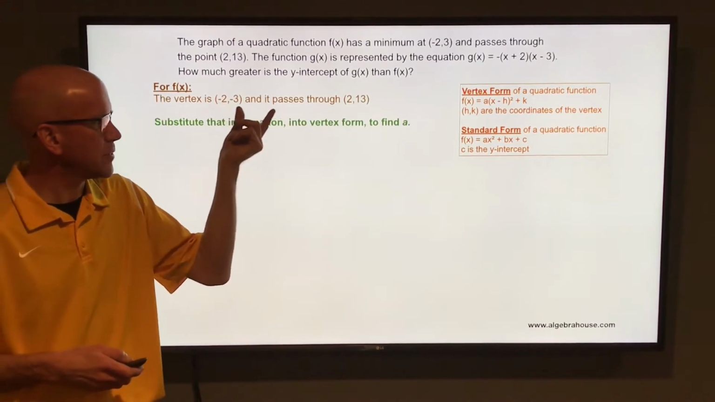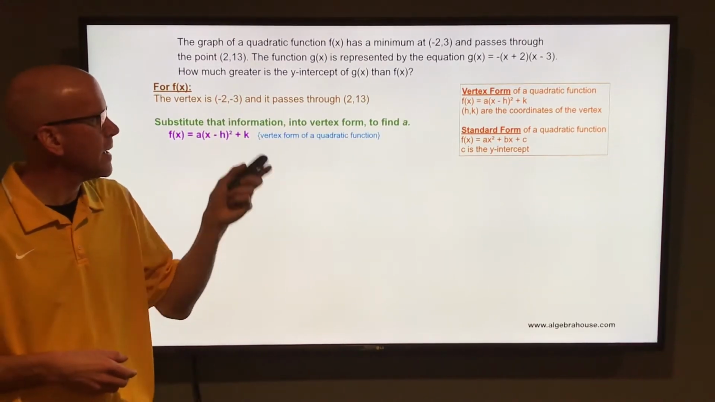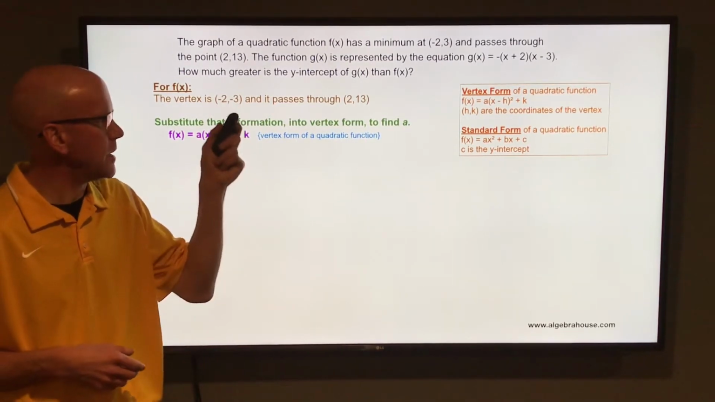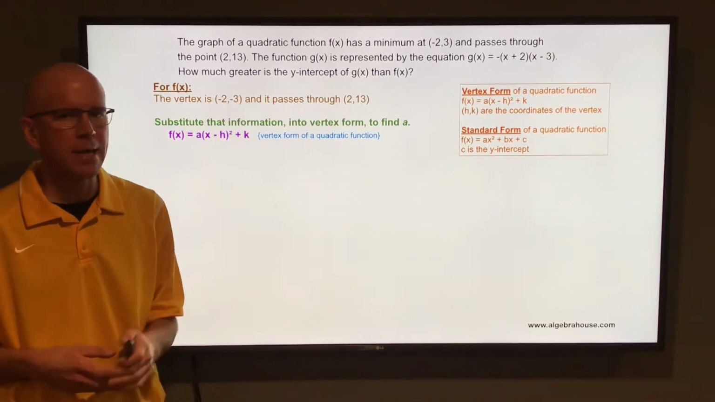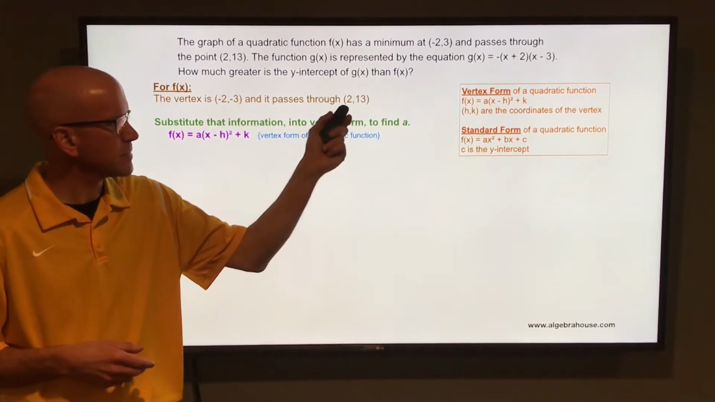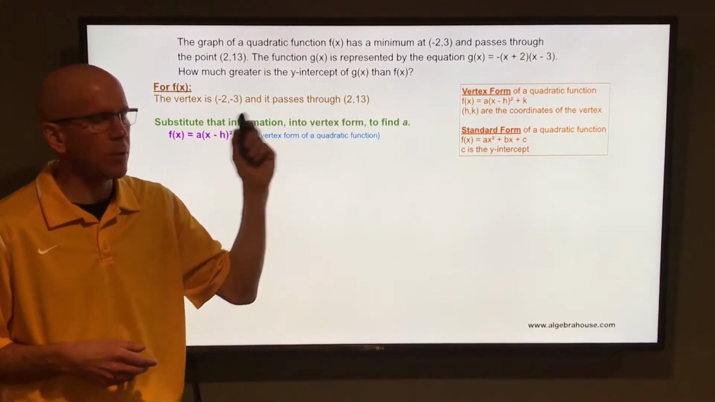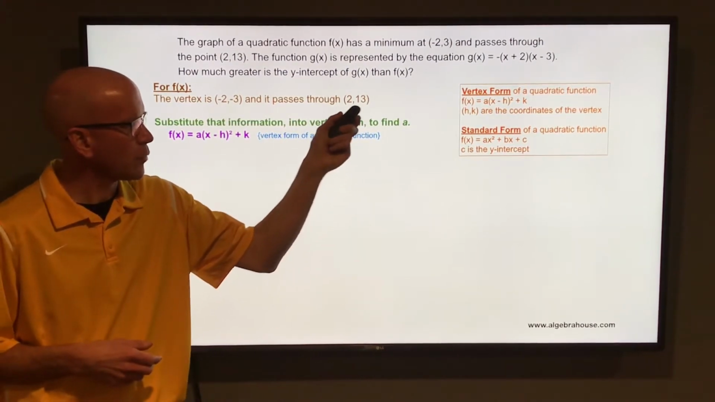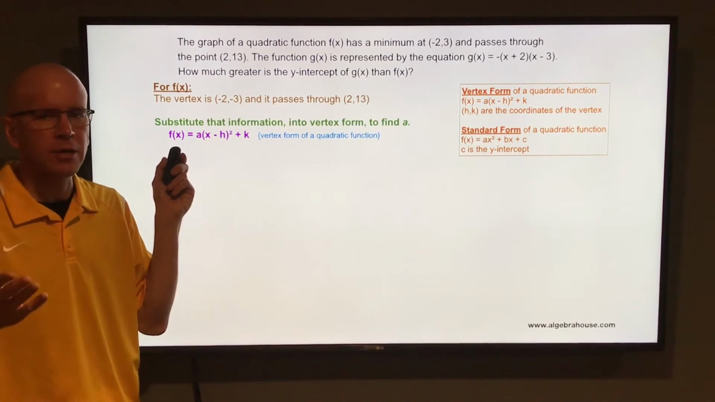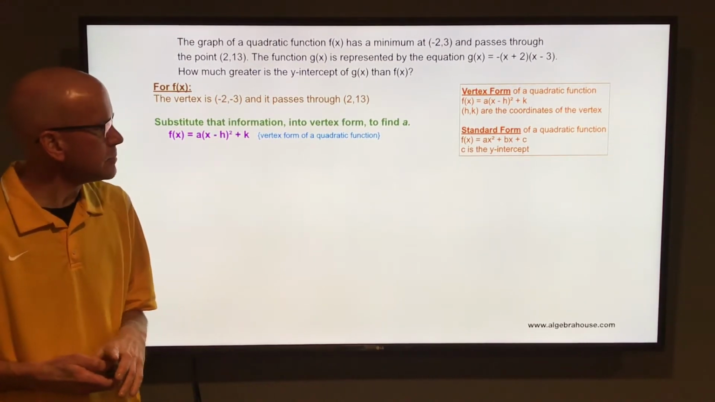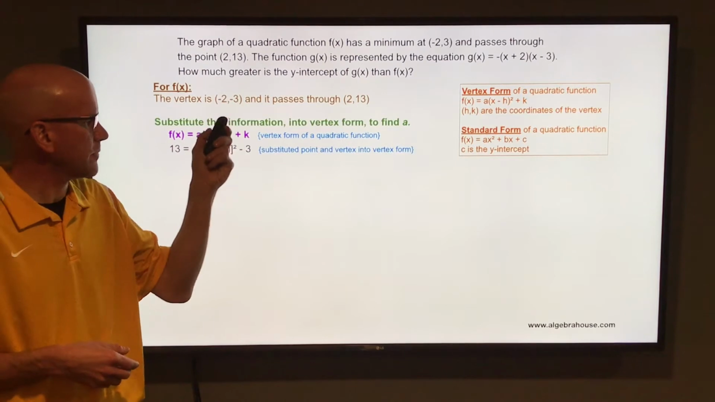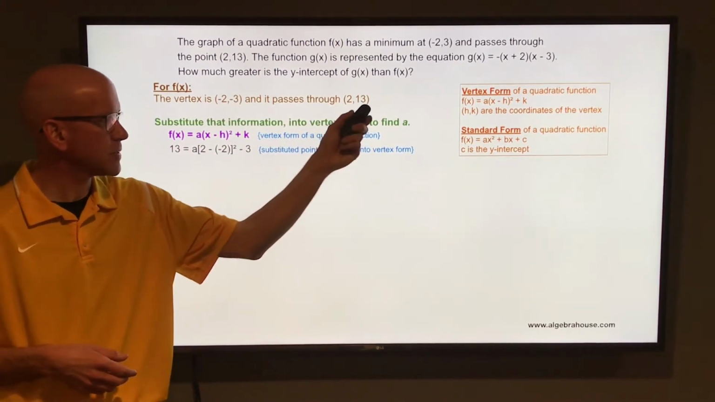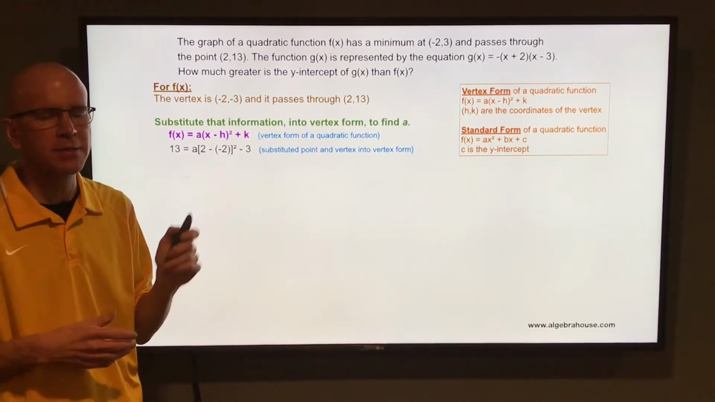Again, we're going to substitute this information into vertex form. That vertex, negative 2, negative 3, is going to go in as h and k. H is the x coordinate of the vertex, k is the y coordinate of the vertex. And then this point 2, 13 is going to go into vertex form as x and y. 2 is going to go in for x, and that 13 is going to go in for y, which as you know is f of x. So when we substitute in, negative 2 goes in for h, negative 3 goes in for k, 2 goes in for x, and this 13 goes in for y, which again is f of x.